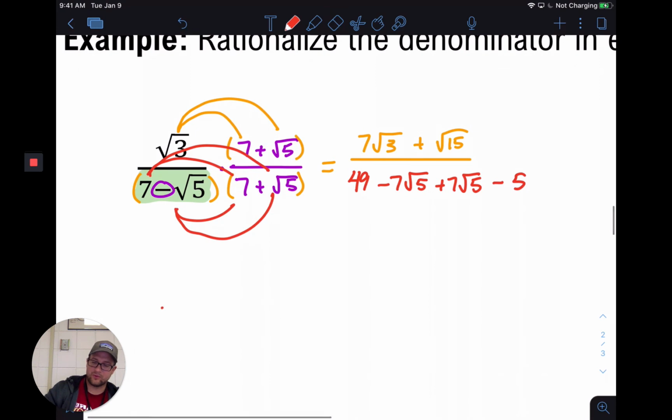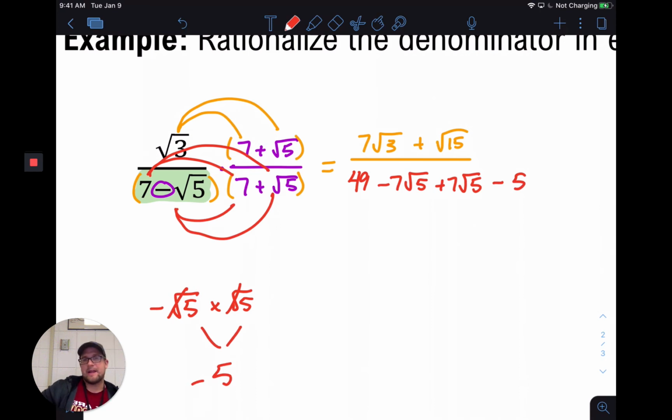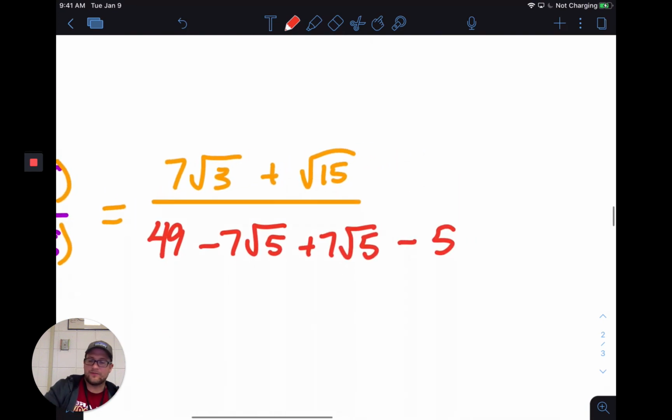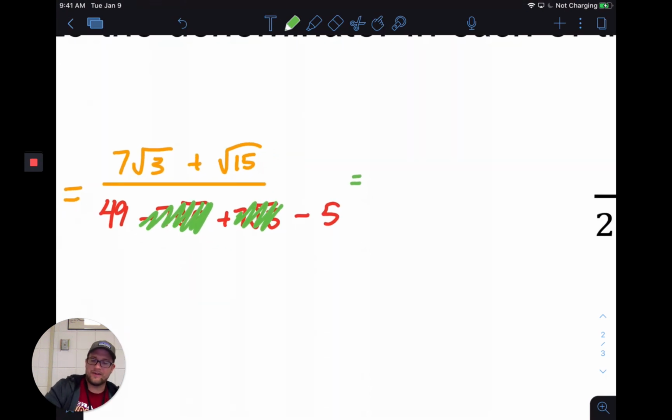Right? And again, the reason for that, negative square root of 5 times a positive square root of 5, the two square roots are going to cancel each other off here, and we're just going to be left with whatever was inside, and that negative will drop down in front. If you've made it this far, it should be relatively clear to see that these two pieces, your 7 square roots of 5, will cancel each other off because one is positive and one is negative. 49 take away 5 will leave us with 44. And up top, we'll have 7 square roots of 3 plus the square root of 15.